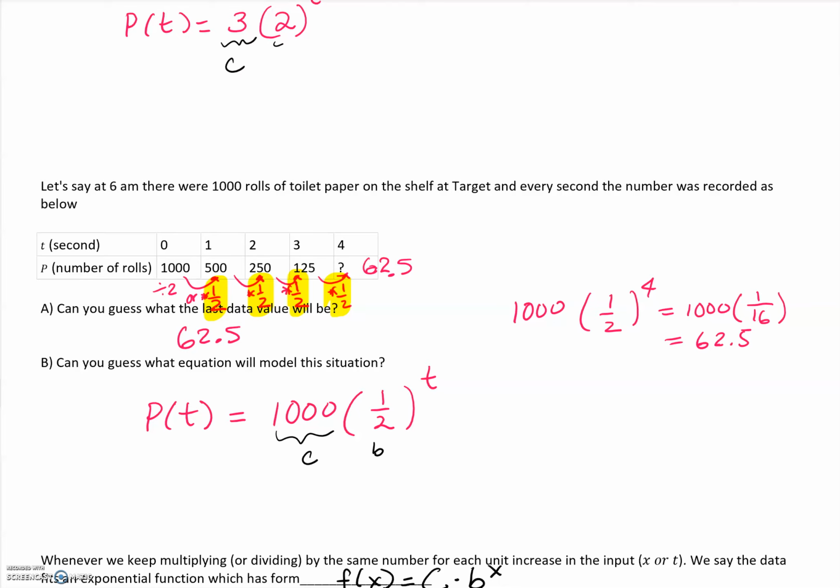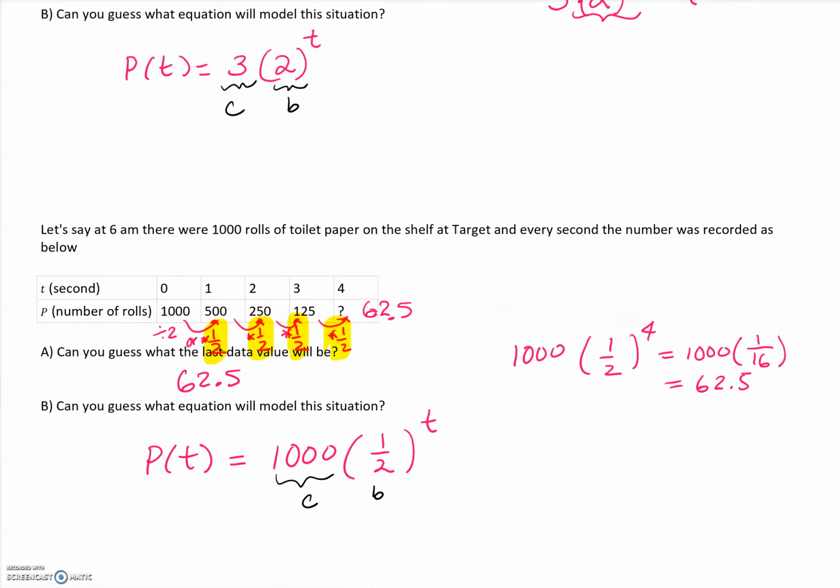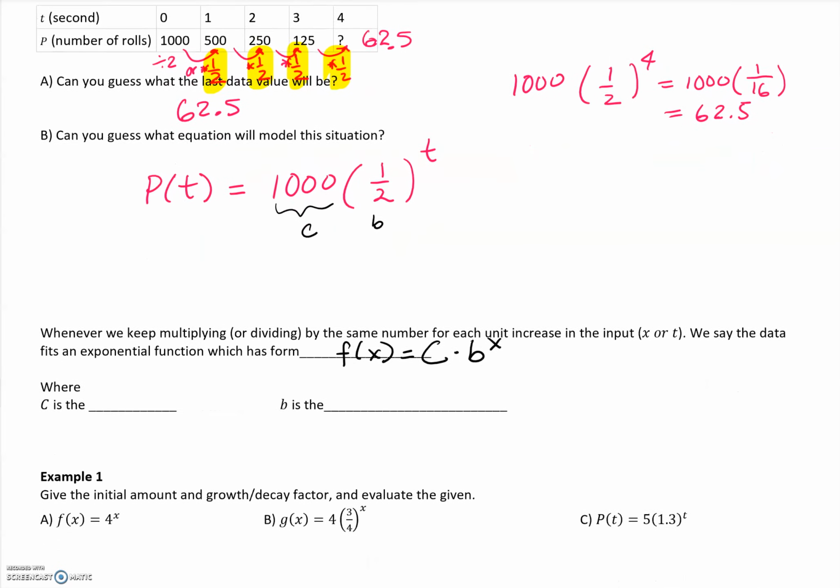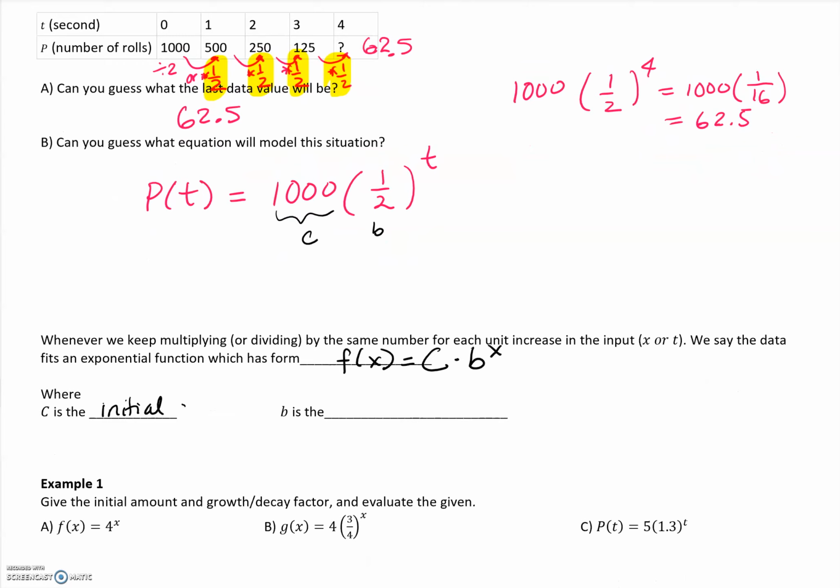The b is the piece that keeps getting multiplied over and over. So c is always going to be the initial amount that you start with, and this is also the y-intercept or vertical intercept of whatever graph you're looking at. And b is known as the growth, or decay if it's going down, growing like the coronavirus cases in the first scenario, decay like the toilet paper rolls in the second scenario, and the key word there is factor. So whatever number you keep multiplying over and over or dividing, however you want to think about it, that's called the growth or the decay factor.